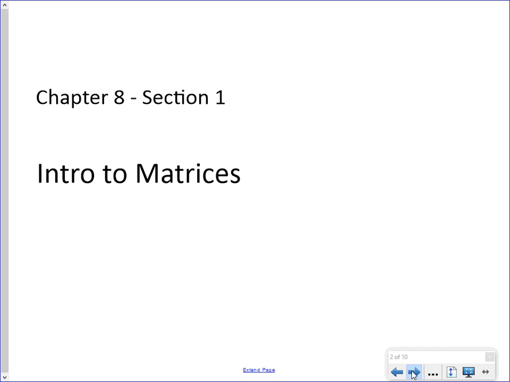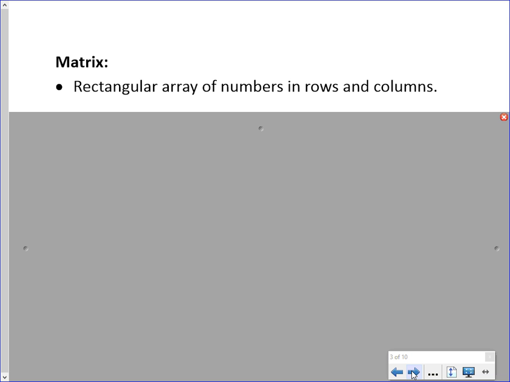Then this first slide, most of this should be reviewed from Algebra 2. A matrix is just a rectangular array of numbers in rows and columns. So this idea about rows and columns is going to be really important.